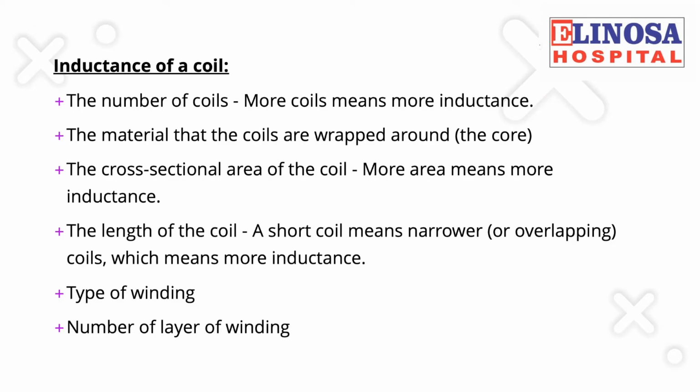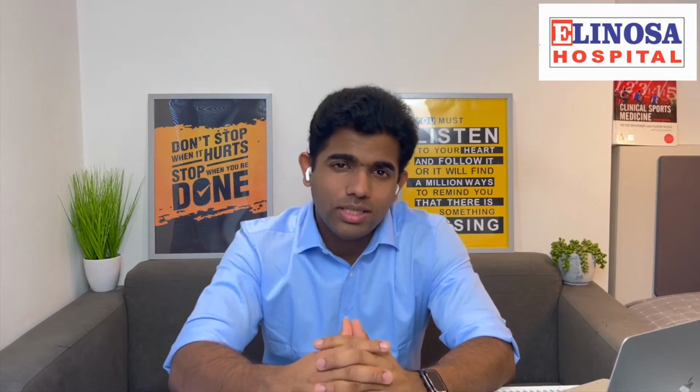You just need to simply understand it and note down the points: the number of coils, the type of the wrapping, the core on which the wrapping is done, the cross-sectional area of the wrapping, as well as the length of the coil, as well as the number of layers of winding. The number of layers of wrapping is also important. So these are the various factors on which the inductance of an inductor depends.